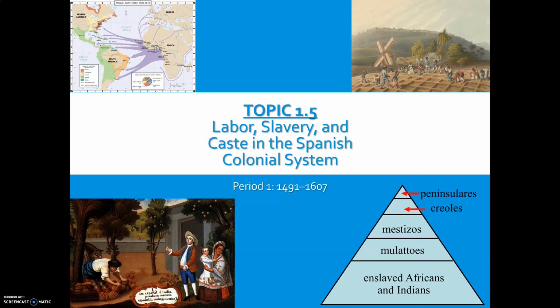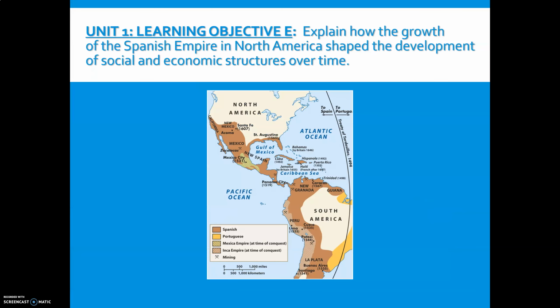Alright guys, we're back to looking at period 1. Specifically today we're looking at topic 1.5, which is titled Labor, Slavery, and Caste in the Spanish Colonial System. We're going to work on period 1 from the AP US History Curriculum.